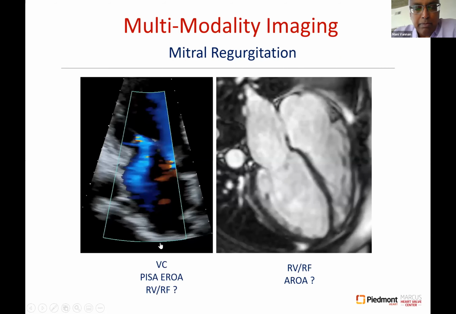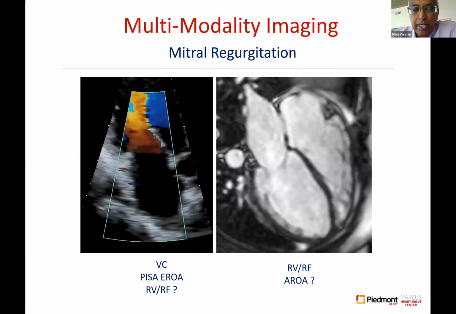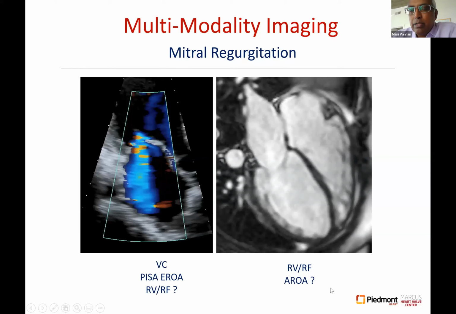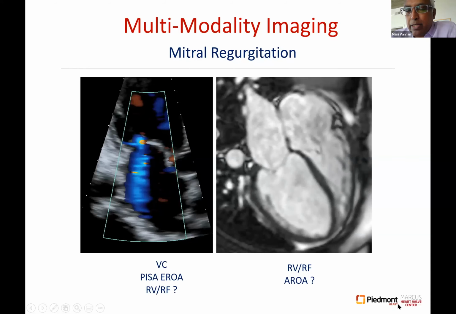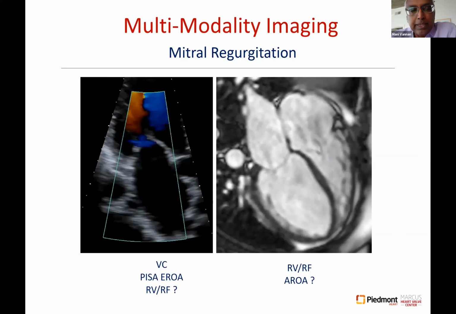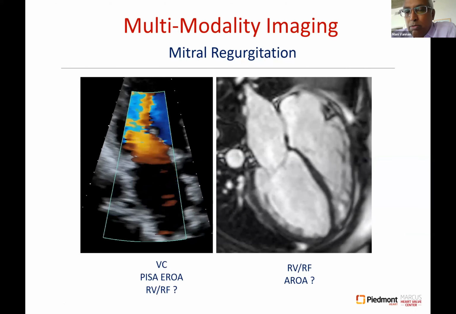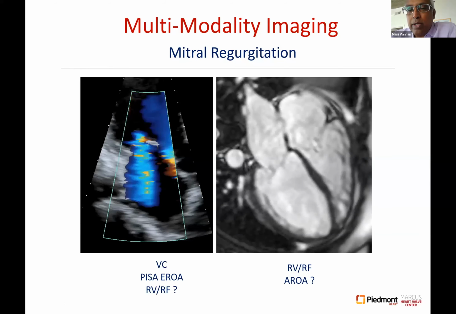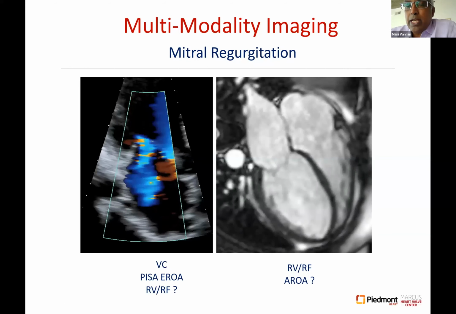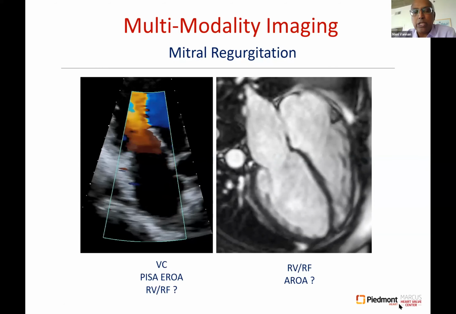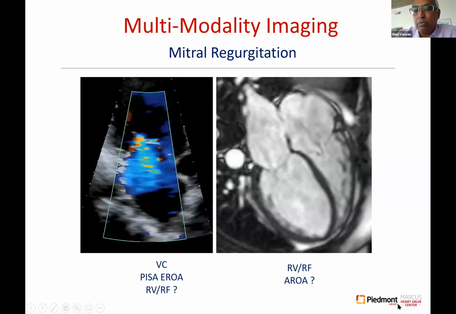When we say multimodality imaging of mitral regurgitation, we really mean two modalities, echocardiography and cardiovascular magnetic resonance imaging, or we'll just call it MRI for the rest of the presentation. CT has a role, but mainly to define the mitral valve anatomy in planning interventional therapies. In terms of quantification of mitral regurgitation, much of the semi-quantitative and quantitative parameters is actually obtained by one of these two techniques, or both.